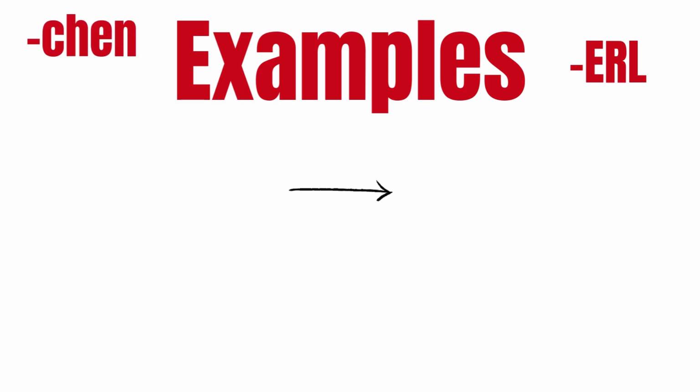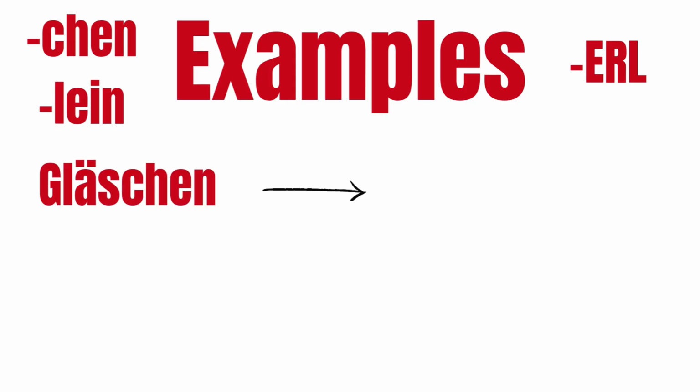Some examples will make it easier. In Austrian German, the L sound typically replaces the standard German diminutive suffixes chen or lein. For example, Gläschen is a small glass in standard German, and Gläschen becomes Glaserl in Austrian German.